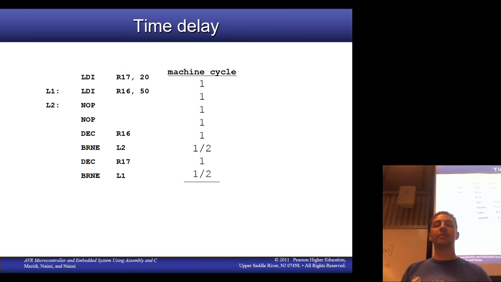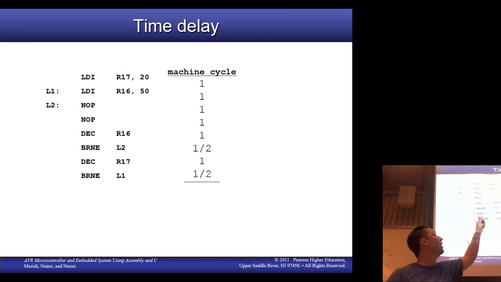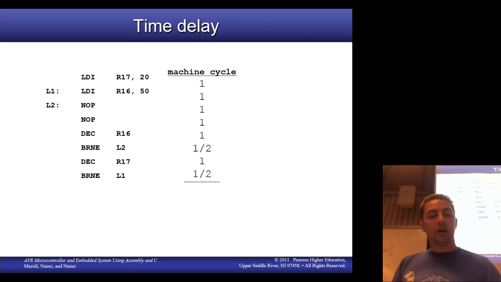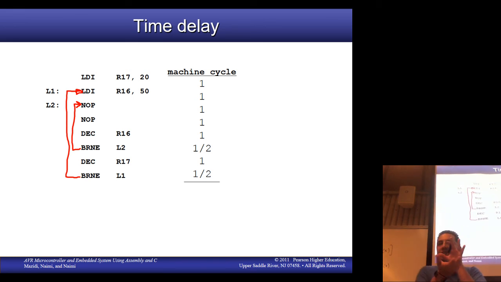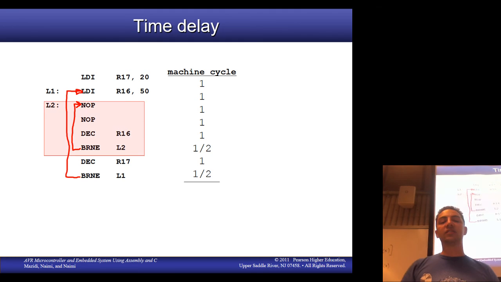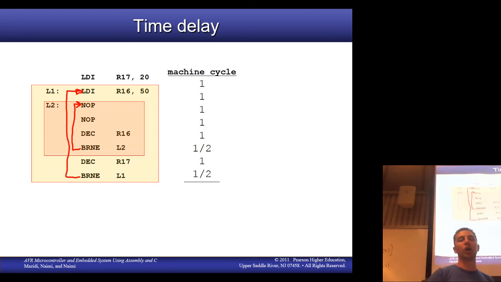Here, things get a little bit more interesting. Notice I have 2 labels. I have 2 branches. Let's just look at where these branches go. Here, branch not equal jumps to L2. Branch not equal L1. This is an example of what's called a nested loop. One loop is entirely inside of another loop. So these instructions are themselves a loop. But that loop is going to run multiple times. It's inside of a larger loop.